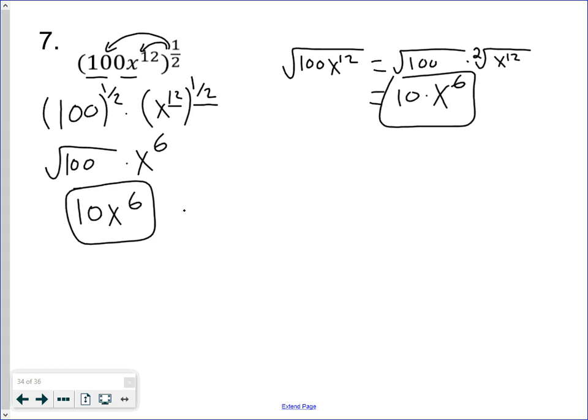And that's the same thing that we got from the beginning. Either way works. You get the same answer. There's really no right way to start these problems. Just start somewhere and keep working with it using the properties that you know, and eventually you'll get to your simplified solution.